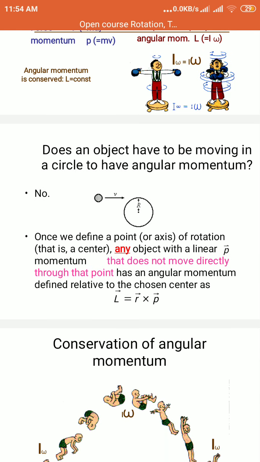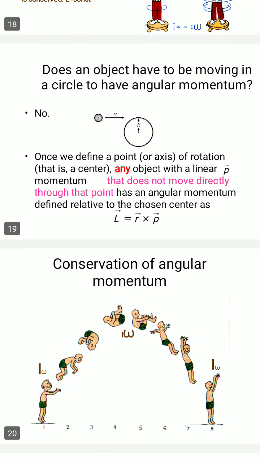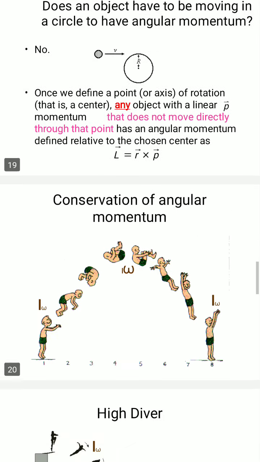So it will have an angular momentum L equal to R cross P. What is P there? P is the linear momentum of that body, and R is the distance of that body from the axis or from the center. With respect to that center only it is rotating. So the angular momentum is the cross product of these two, R cross P.